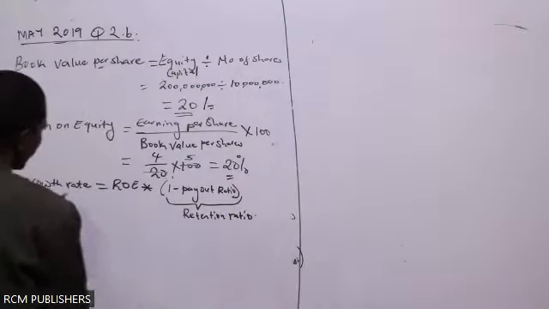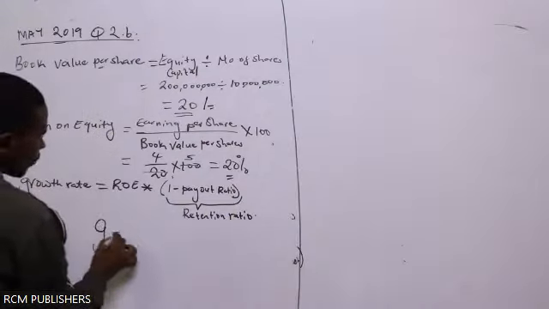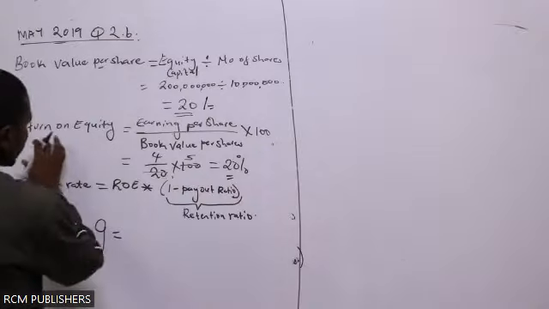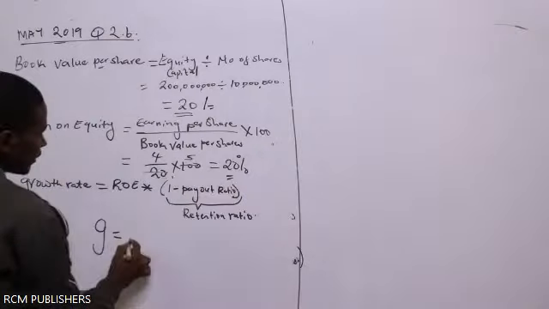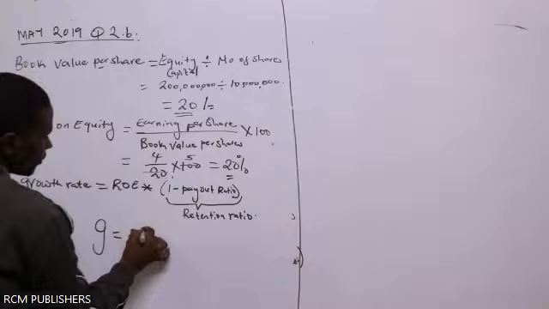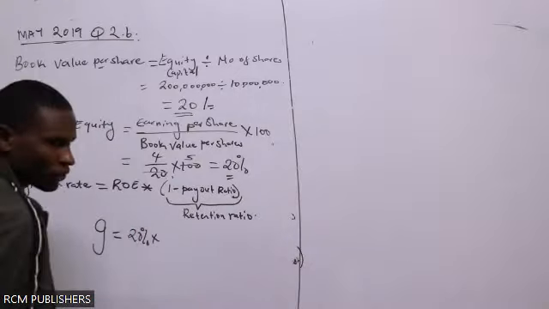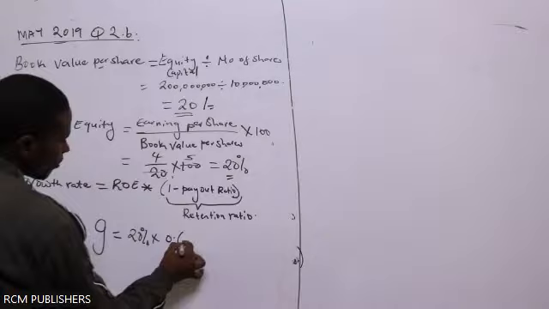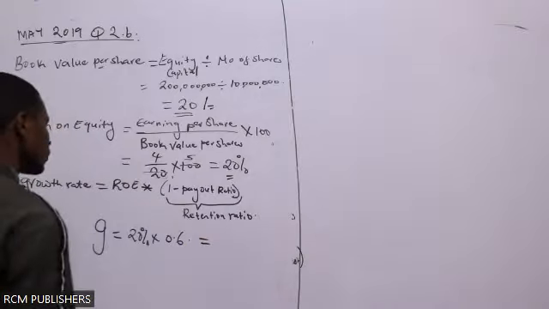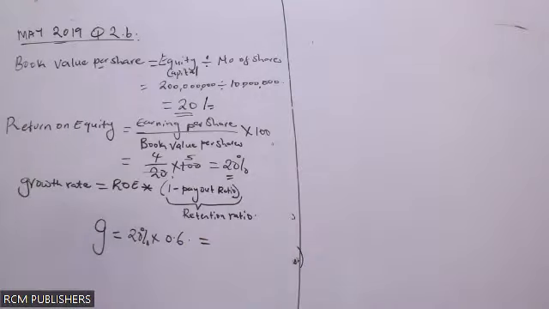So to get our growth rate here, growth will be equal to, what is our ROI? ROI we found here as 20%, times 1 minus 0.4. What will it be? It is 0.6 or 60%. What will it be? Now give me my growth.